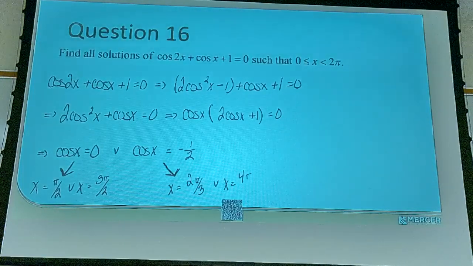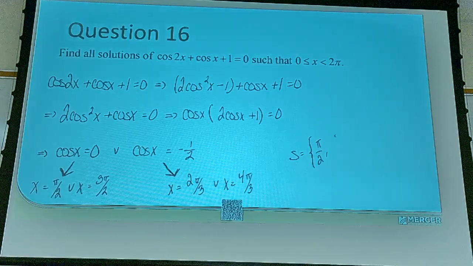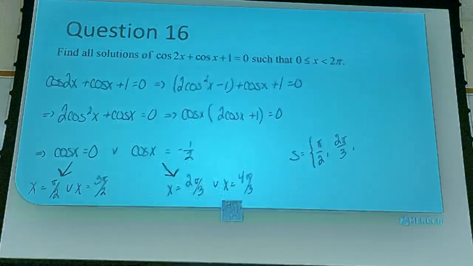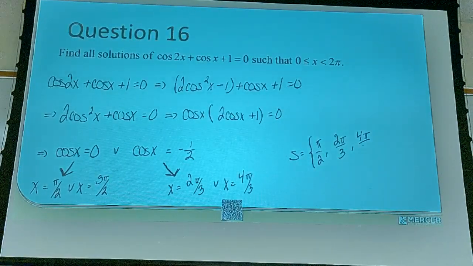And again, we did nothing fancy here, right? We just used an identity. So all 4 of those are solutions.